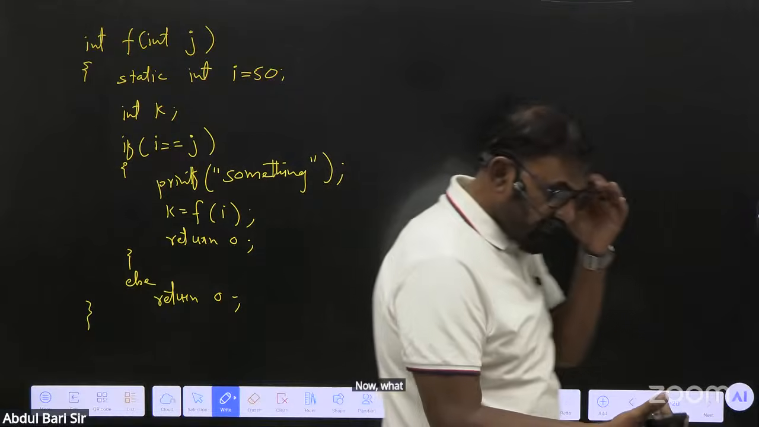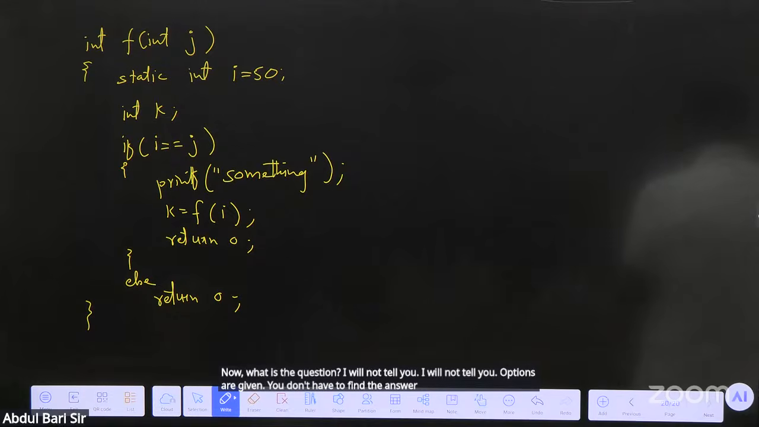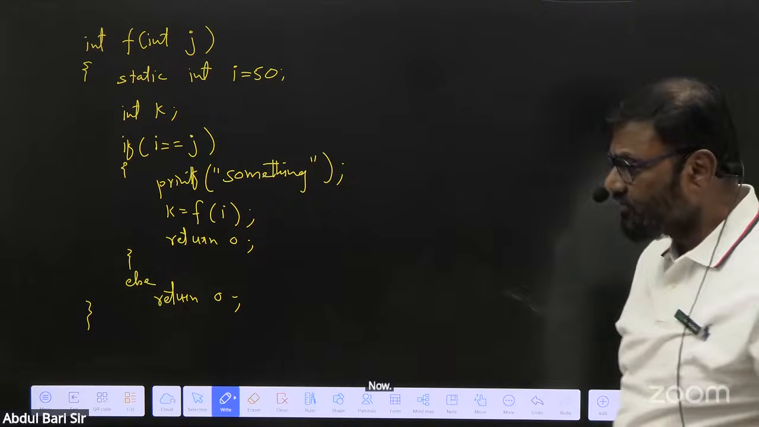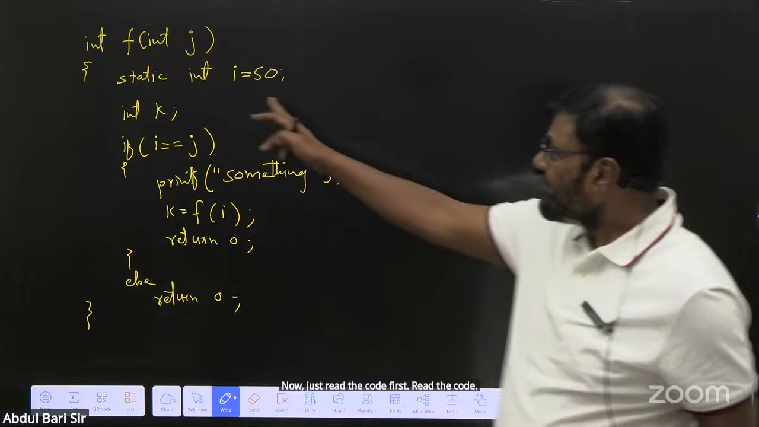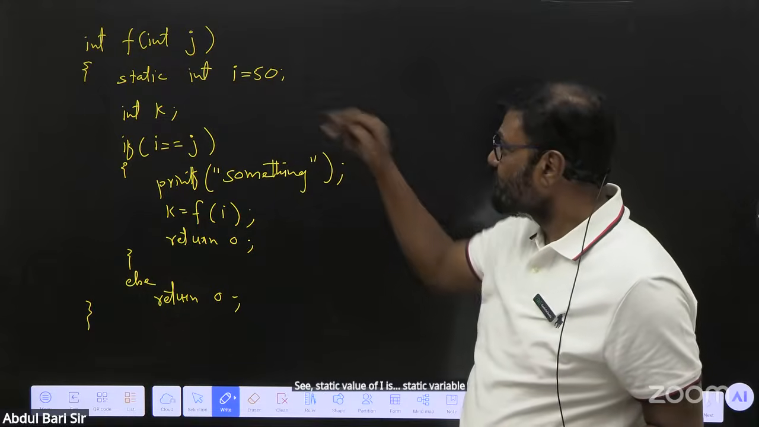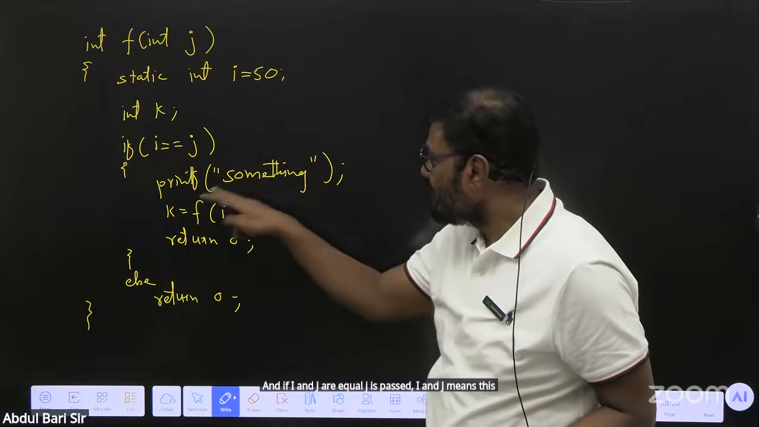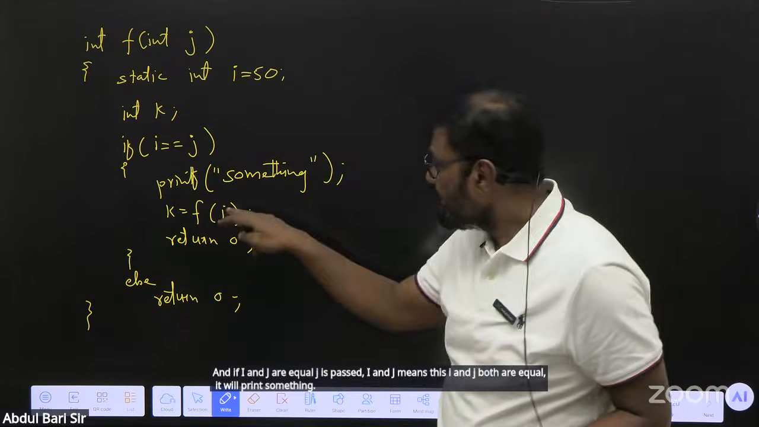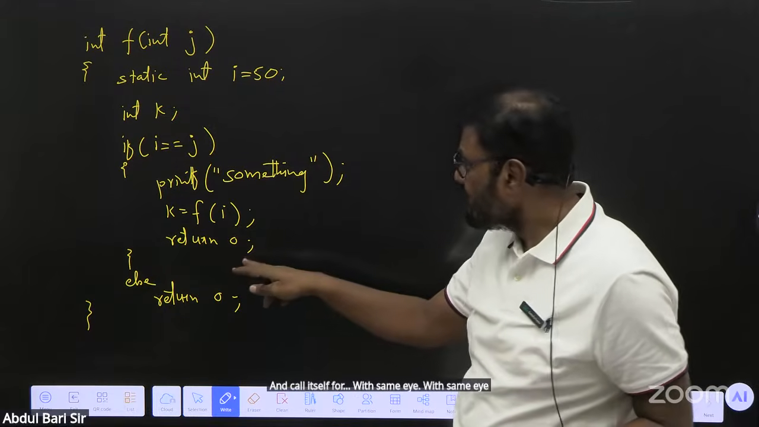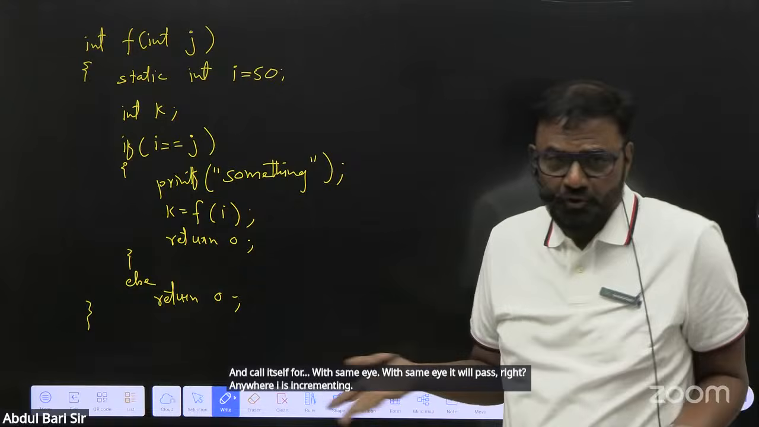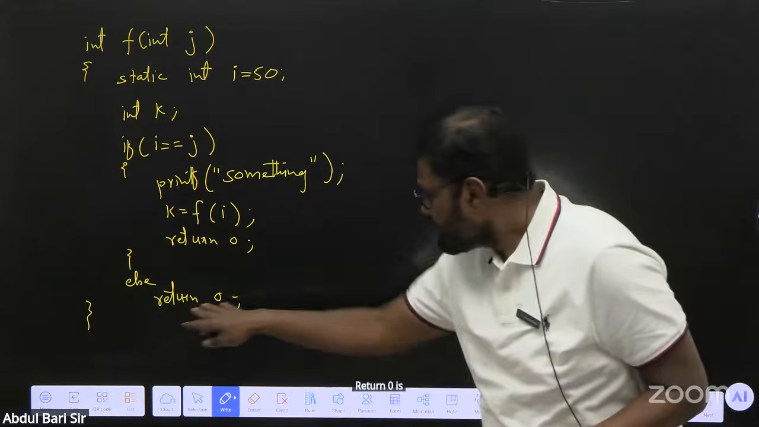Now, what is the question? I will not tell you. Options are given. You don't have to find the answer. Trace and find the answer. Now, just read the code first. See, the static variable i value is what? 50. And if i and j are equal, it will print something and call itself with the same i. With the same i it will pass. Right? Anywhere i is incrementing? No change in i, 50 only. Then return 0. And here also nothing, just return 0.